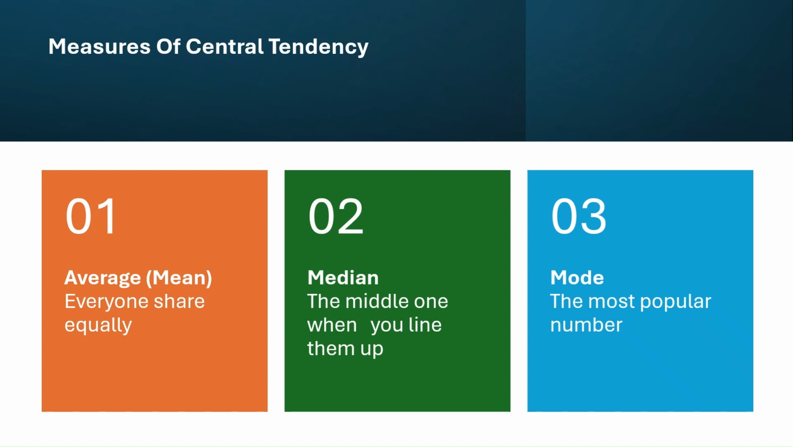Now, average is just making sure that everyone gets what is shared equally. Let's say you have five people and they have cookies. Let's say the first person has two cookies, the second four cookies, the third six, eight, and 10. If you calculate them, you get 30 cookies.